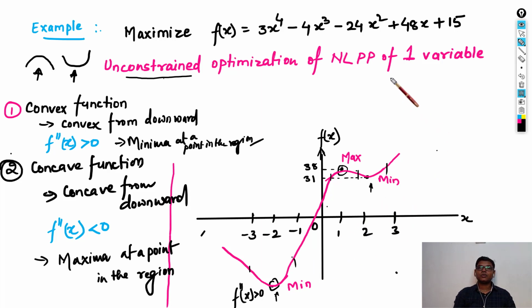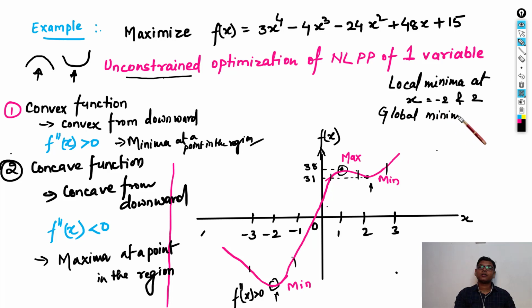So we are getting local minima at x is equal to -2 and 2, but global minima we are getting at x is equal to -2. Clear? Because that is the lowest. Similarly, local maxima we are getting at x is equal to 1.